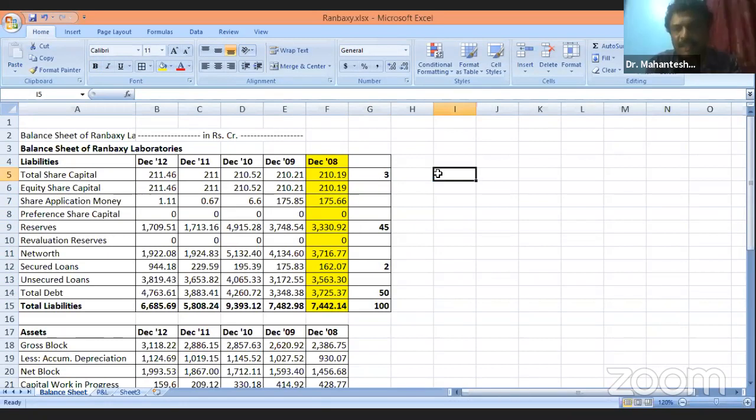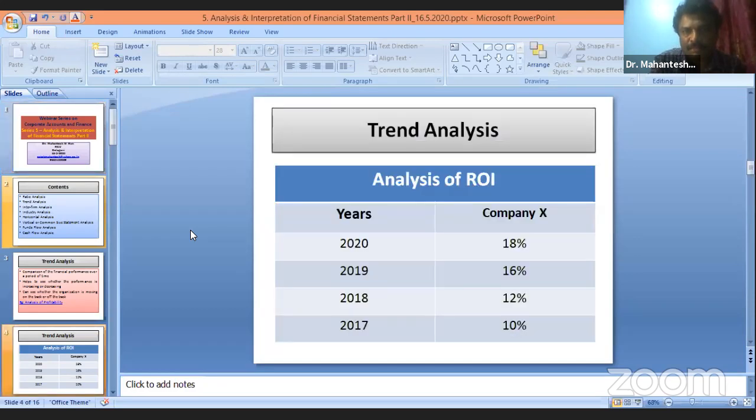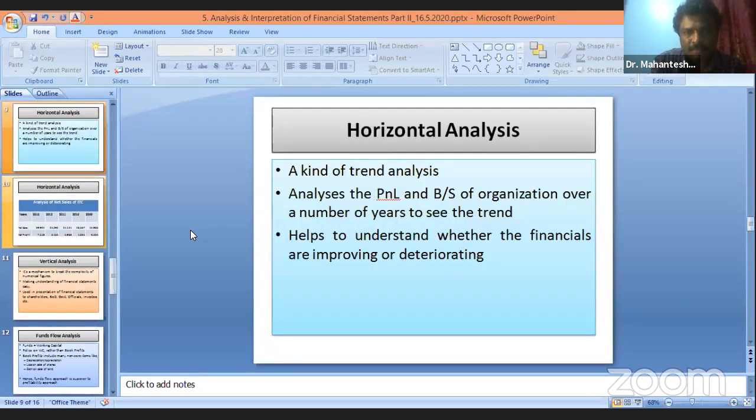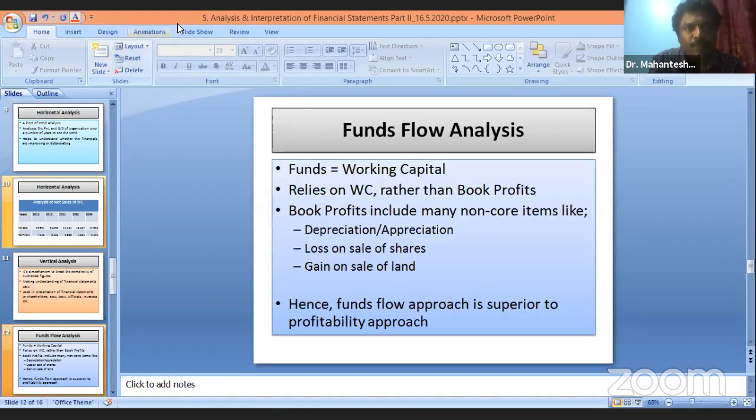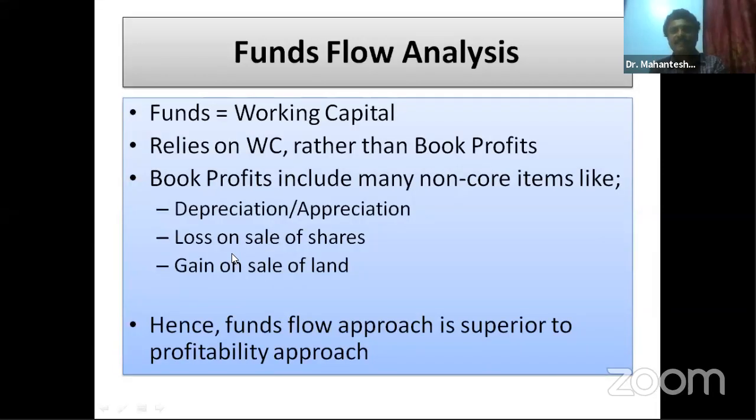So I presume this interfirm analysis is fine with the participants. Then let me go back to my original presentation here. Now we move on to one of the very important tools of analysis called the funds flow analysis. Funds flow analysis and cash flow analysis. These two are very powerful analyses done in financial statement analysis.